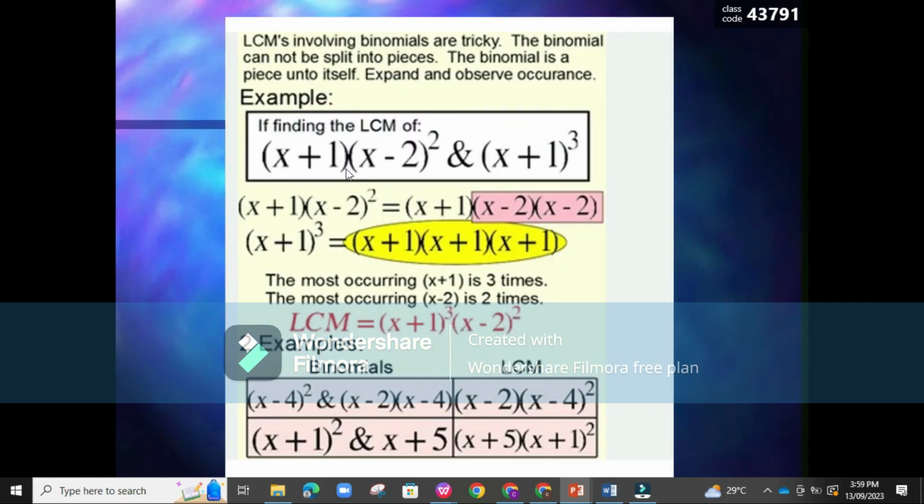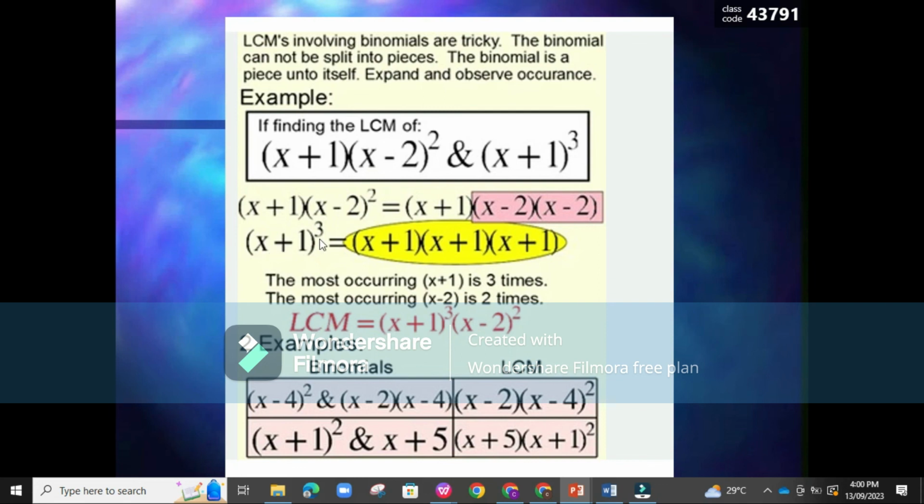Okay, next, another example, finding the LCM. LCMs involving binomials are tricky. The binomial cannot be split into pieces. The binomial is a piece unto itself. Expand and observe occurrence. So, finding the LCM of x plus 1 times x minus 2 quantity squared and x plus 1 quantity cubed, or raised to the power of 3. You are going to factor this out. So you have x plus 1, and this is just the same as x minus 2 times x minus 2, because we have 2 as the exponent, meaning there are 2 factors of this binomial x minus 2.